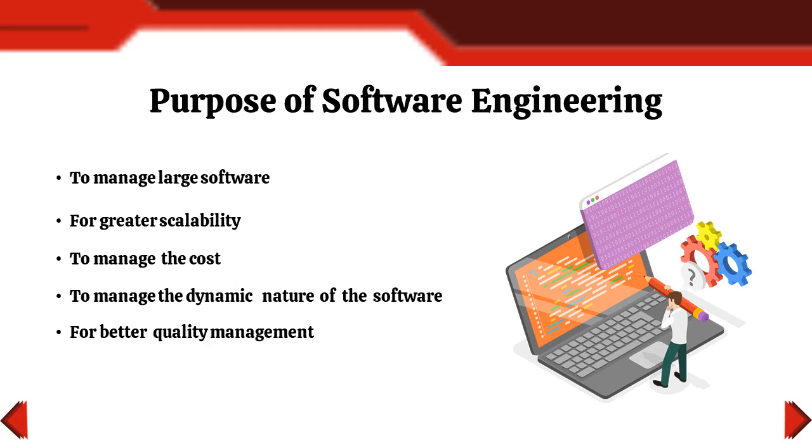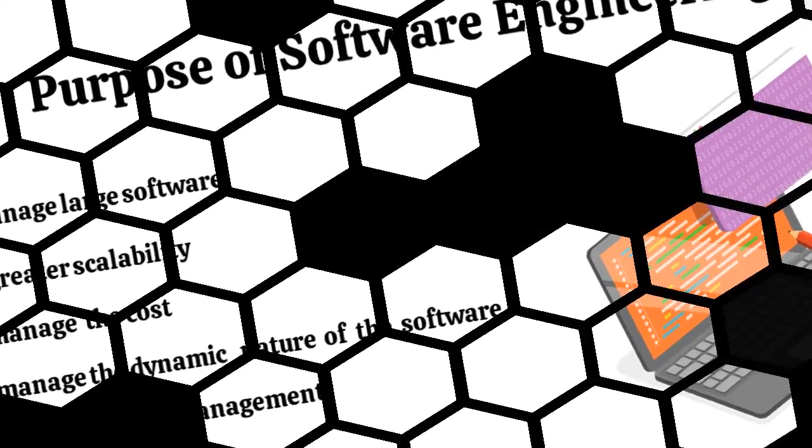Finally, it ensures better quality management. The goal is to build software that's reliable, efficient, secure, and user-friendly. In short, software engineering isn't just about writing code. It's about creating high-quality software that can grow, adapt, and last.